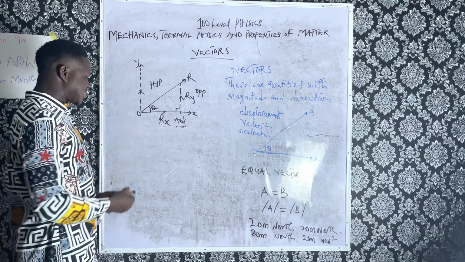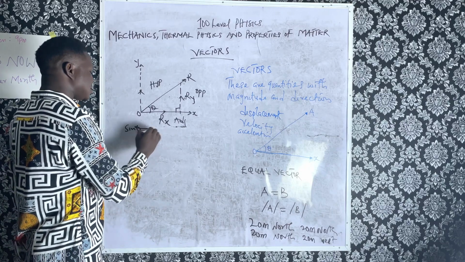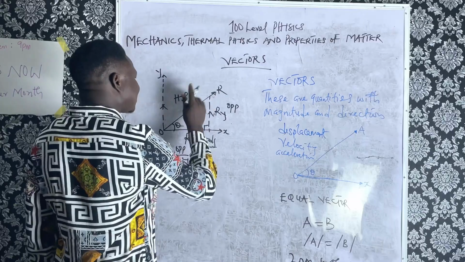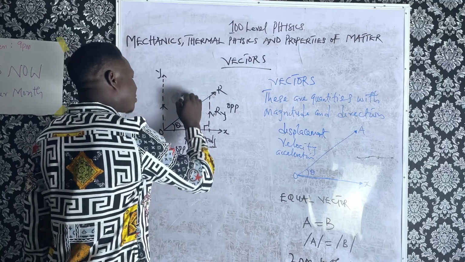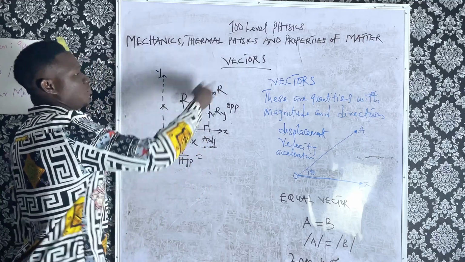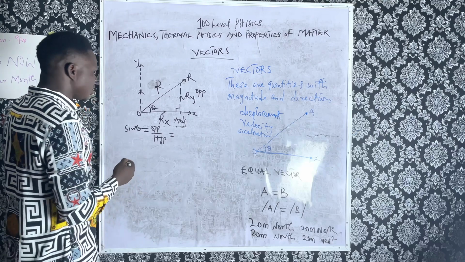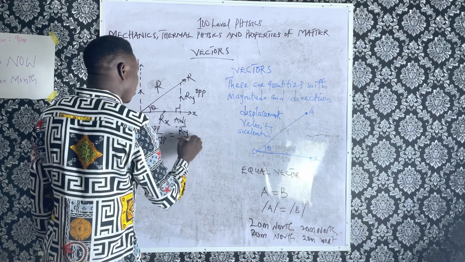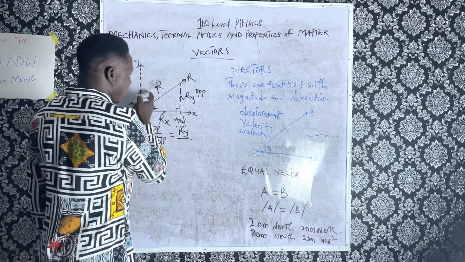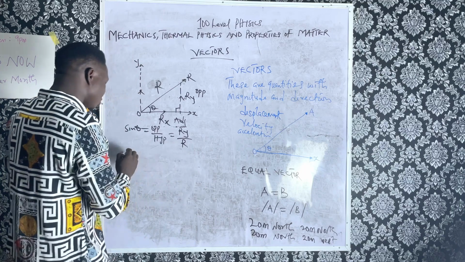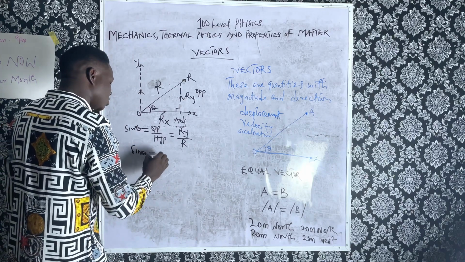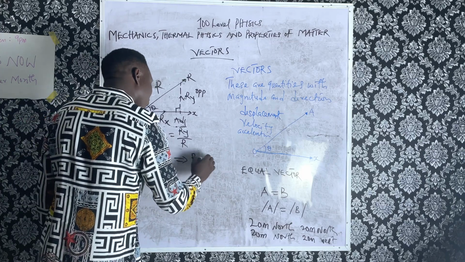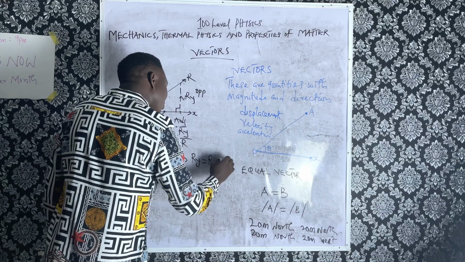Now, for sine theta, it is opposite over hypotenuse. The hypotenuse here is R, that's the vector. So this will give me opposite, Ry, over the hypotenuse, R. So I'm saying sine theta equals Ry over R. So it implies that Ry becomes R sine theta.